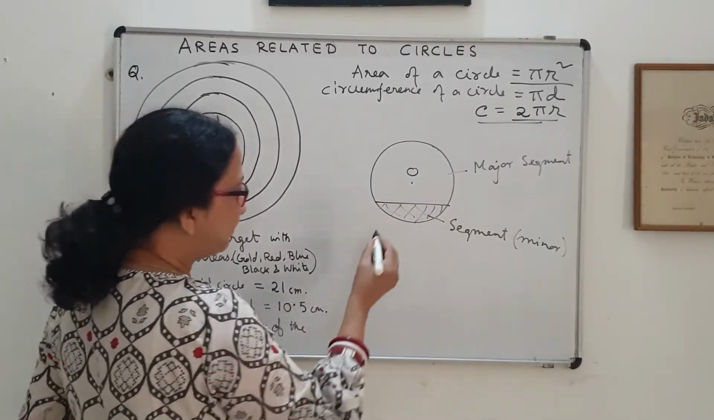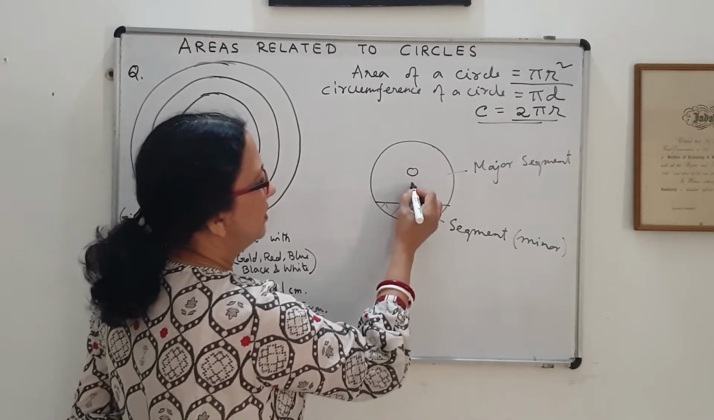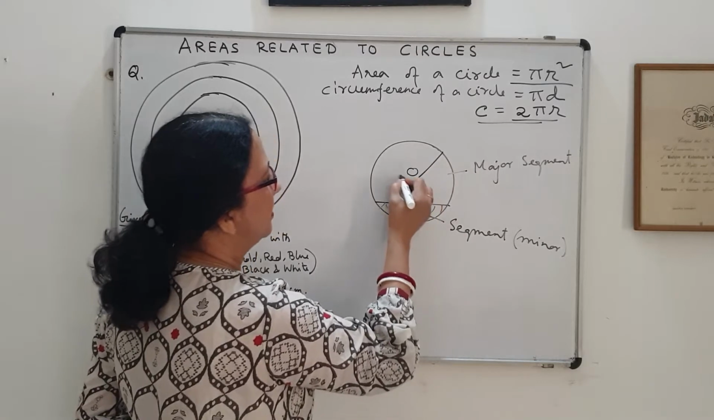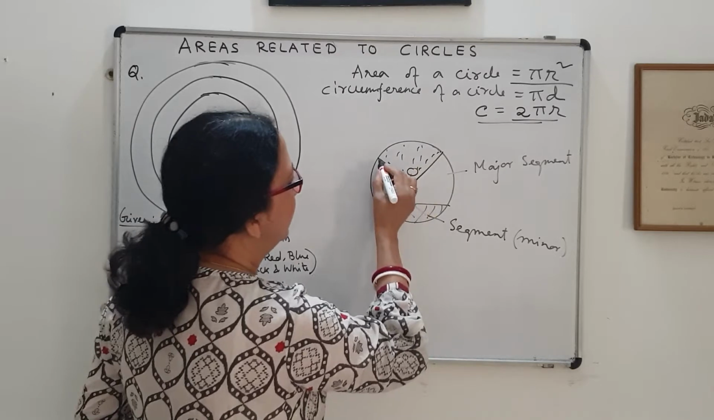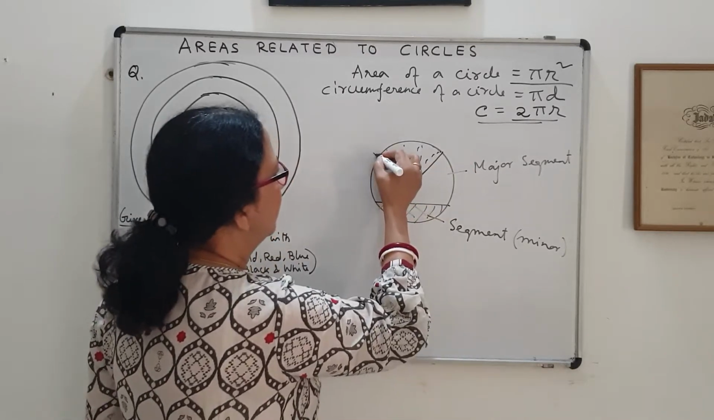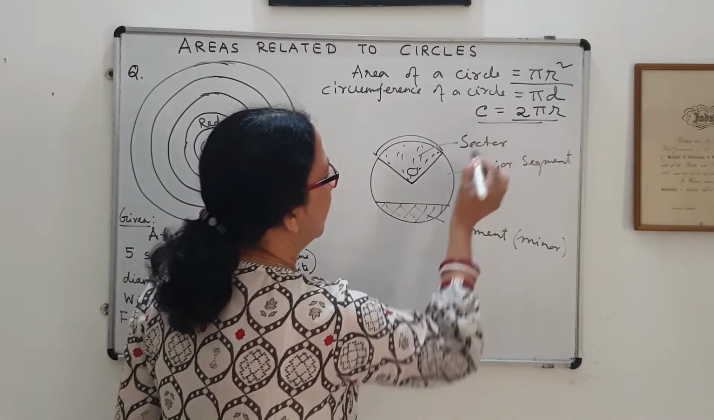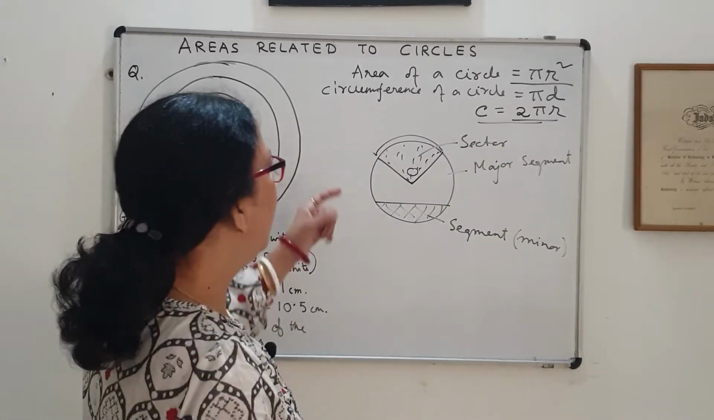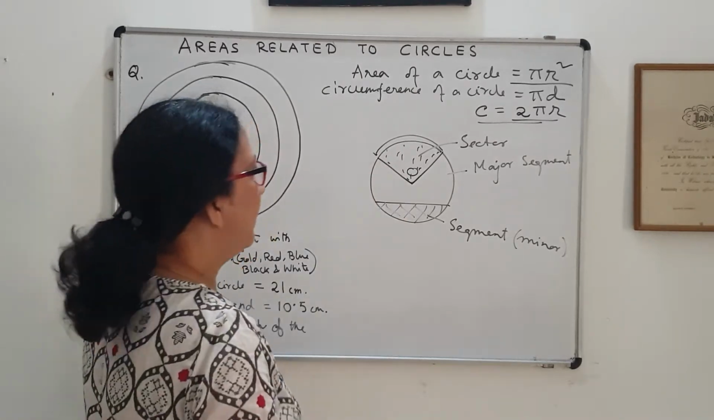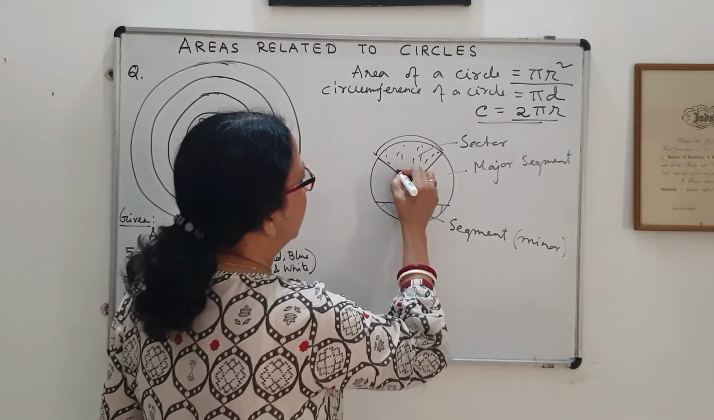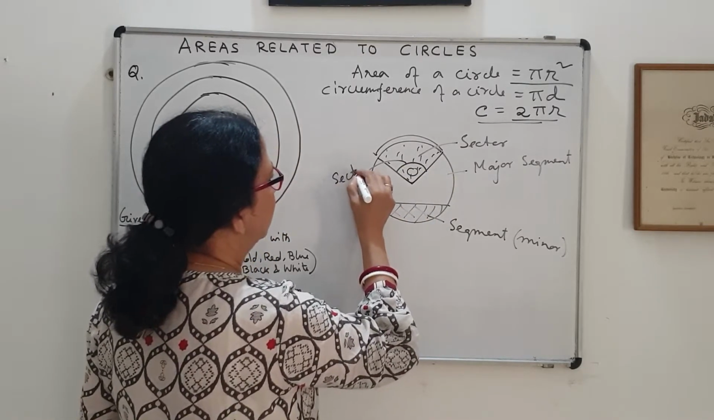But if I draw any two radii, say this is one radius and this is another radius, then this area, that is the area enclosed by two radii and the corresponding arc, is known as sector of a circle. So we will be finding sector area also, segment area, sector area, and this corresponding angle will be known as sector angle.